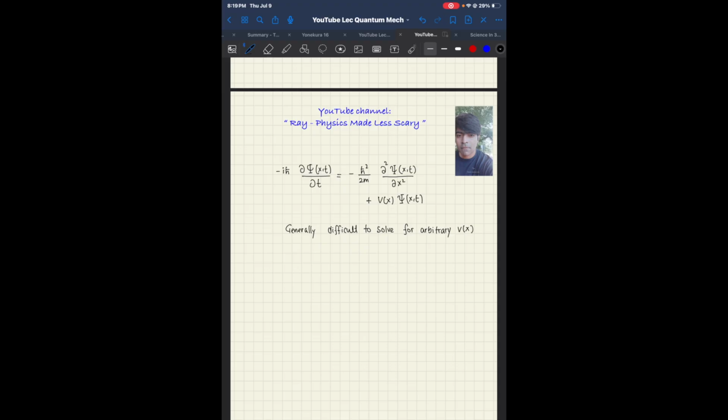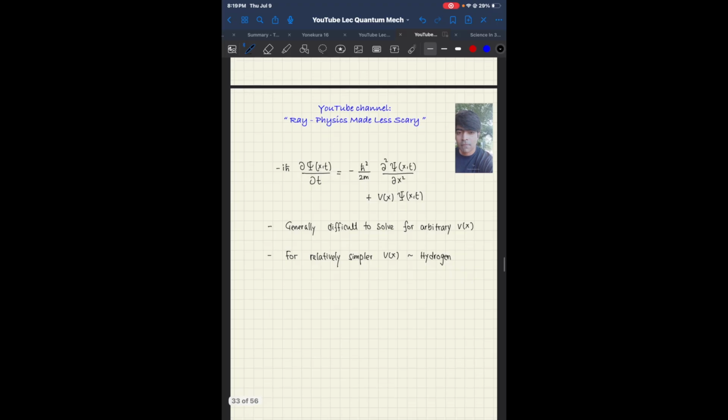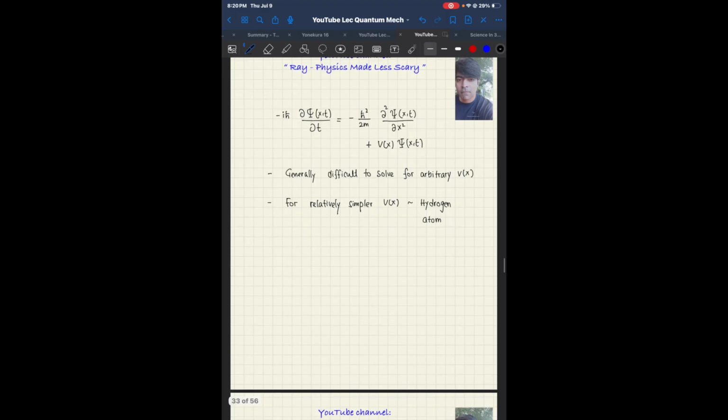V of x. And the whole point of this course would be to solve this equation for relatively simpler potentials V(x) up to the hydrogen atom. And you'll see that even within quotes relatively simple potentials, you can solve some very complicated systems, like for example your hydrogen atom, or any atom for that matter.